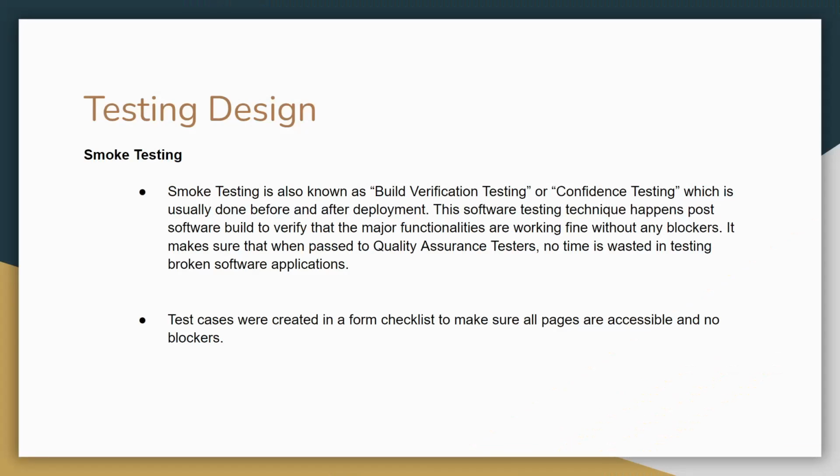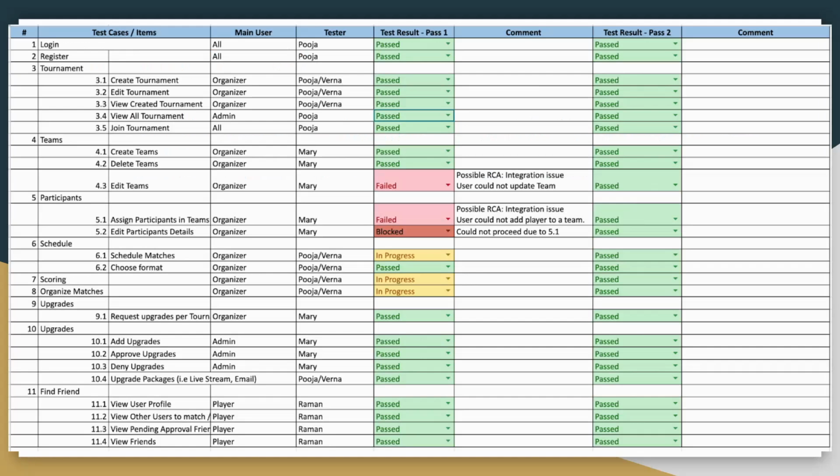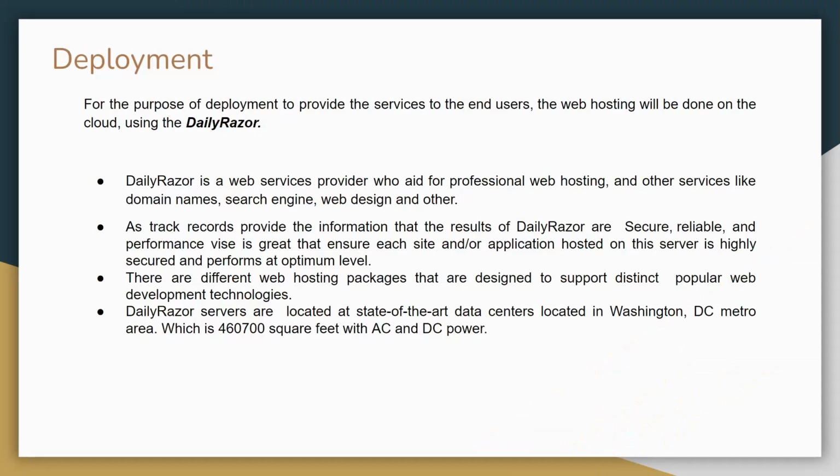For the testing design, given that the unit testing is done, the team conducted a small testing, also known as build verification testing, before deployment to ensure that all pages and major functionalities are working. Test cases as checklist items are created as a guide in testing. In Pass 1, we have some failed items due to integration issues, but after debugging, we have a clean slate at Pass 2.